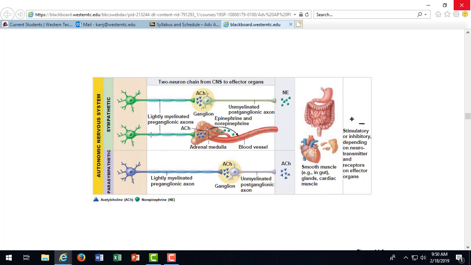We also have neurons that synapse on the adrenal medulla, because that's where norepinephrine comes from as an accessory source. So we have 2 sources of norepinephrine: directly from these adrenergic neurons and also from the adrenal medulla. And then it enters the blood.